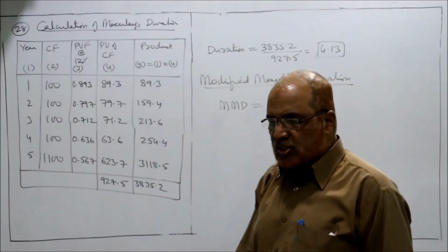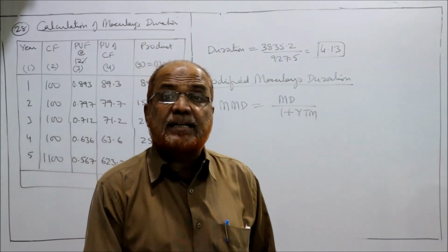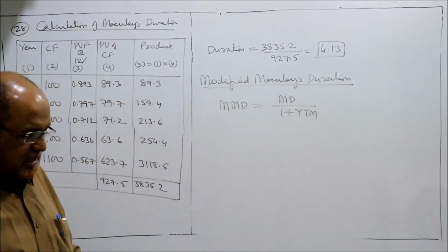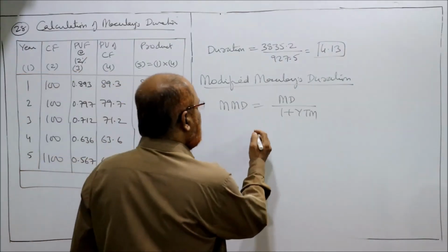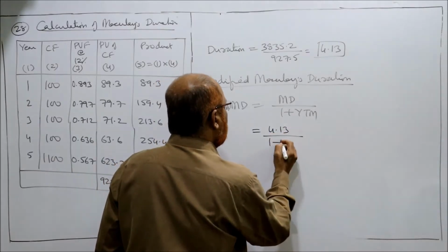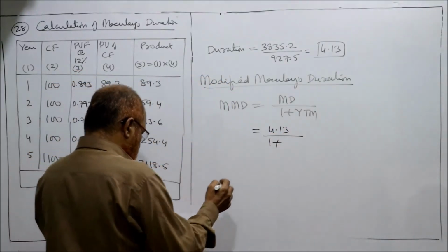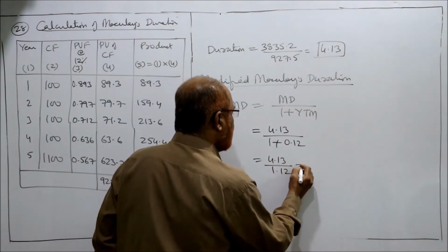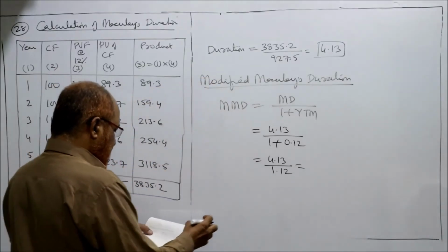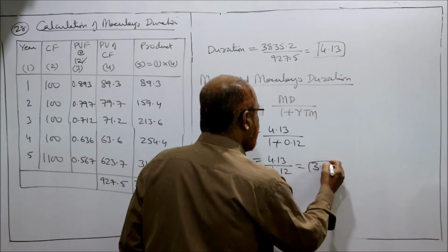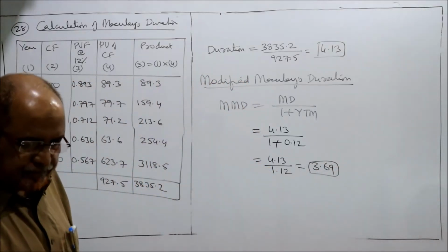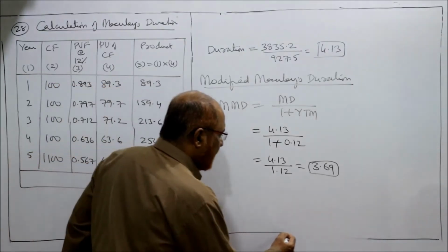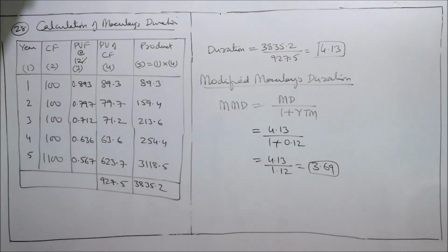So modified Macaulay duration is same as volatility. Volatility or modified Macaulay duration, both have the same formula. So we got Macaulay duration 4.13 divided by 1 plus YTM. YTM is 12%. It comes to 3.69. That's all. This is the modified Macaulay duration, MMD.